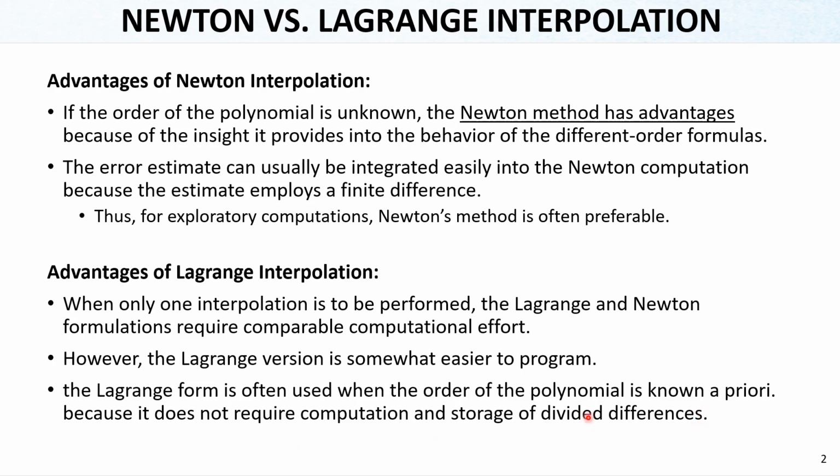But if we are not sure about the order of the polynomial for the interpolation, then it's better to use the Newton method because the error estimate can be used to check if the error is getting smaller and smaller when we increase maybe the order of the polynomial. Then at some point we can stop because the error is very low, and we can decide that okay, this is our order now. So for determining the order for exploratory computations, that means we are checking different orders, Newton's method is better. And if we know the order, because the formulation is easier to program, Lagrange interpolation is a better choice.